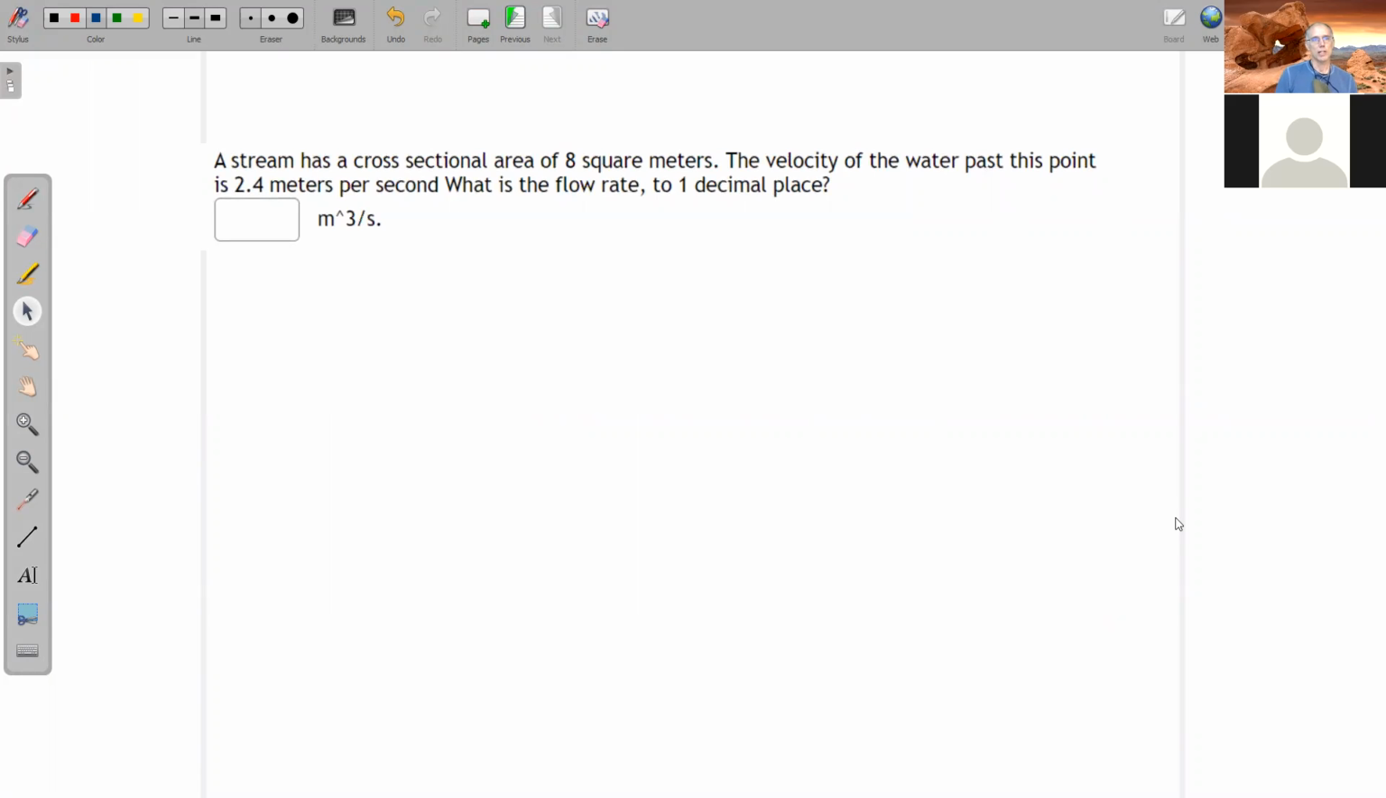All right, so let's see. The stream has a cross-sectional area of 8 square meters. So we're given that A, the area, is 8 square meters. It's not a bad idea to summarize those units, which sometimes we write just as 8 meters squared. And then the velocity is in meters per second, which is what we were told in the beginning, so that seems good.